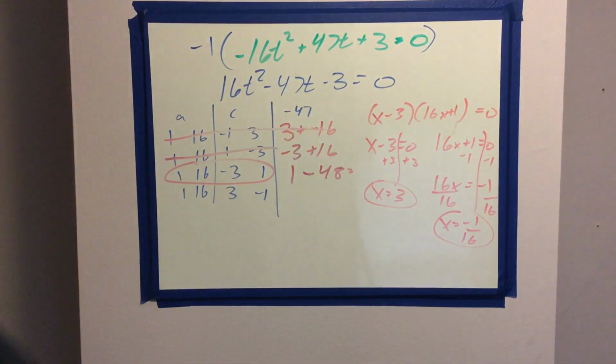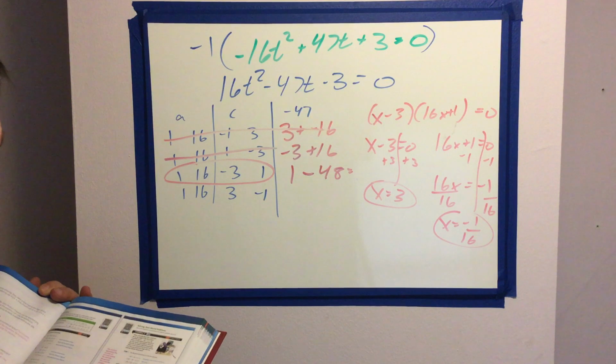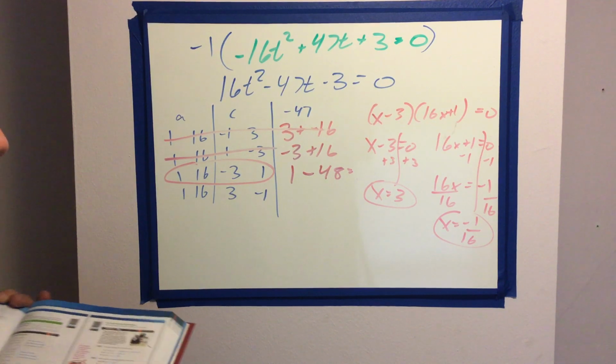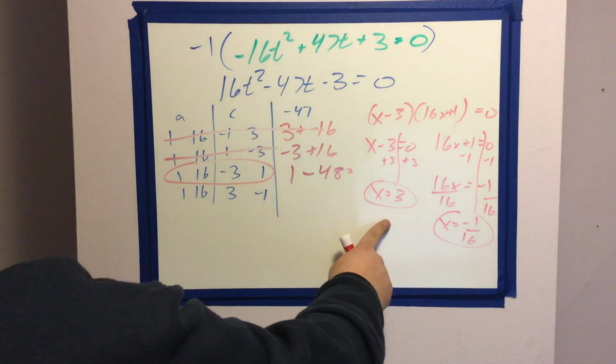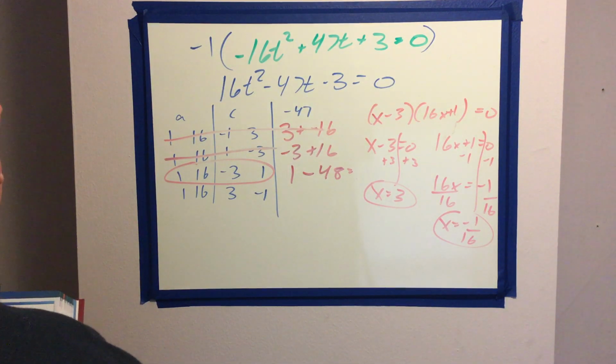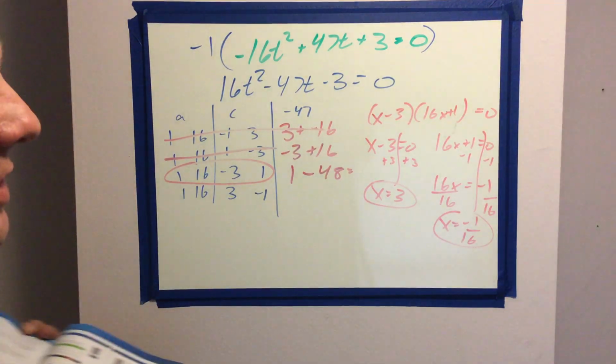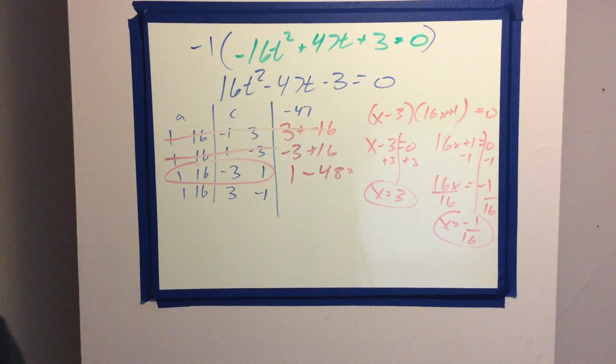Now those are both answers, but one of them is not correct. So if you look, it does say the solutions are, the only one that has to be positive is the 3, since what we're finding is how long will it be until the ball hits the ground. You cannot have negative seconds, so the negative one is gone. So your only answer is going to be number 3.